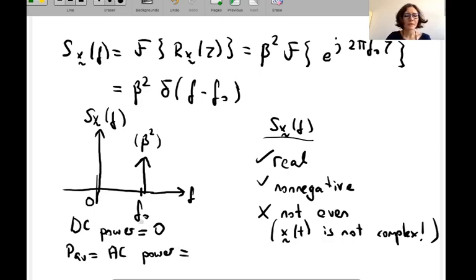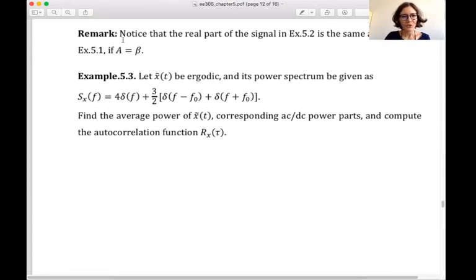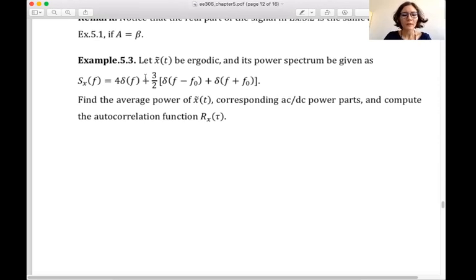So the average power, we can simplify it by integrating Sx of f from minus infinity to plus infinity. So you're just integrating a single impulse function. And then the integral will be the strength of the impulse, which is beta square. So very simply, we can find out what the average power is, what the AC power is, what the DC power is. Okay, so this was also a simple exercise. There's just this remark relating this example to the previous one if you look at it. So let's switch to the next example.